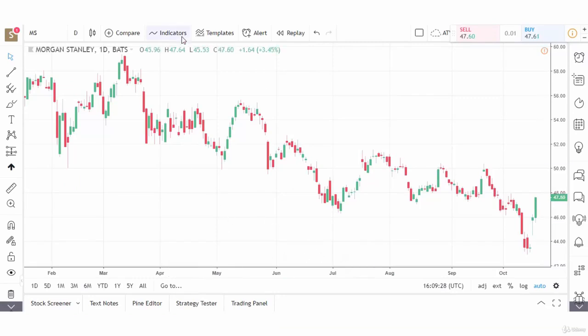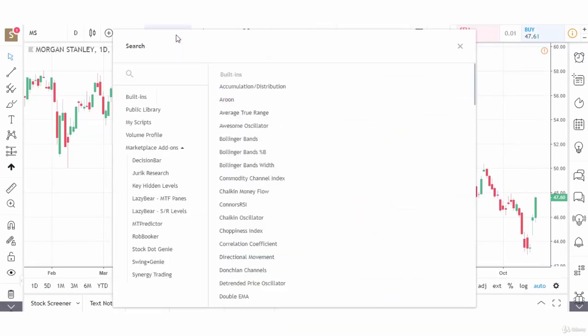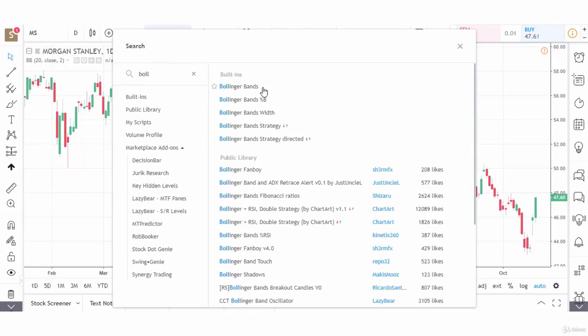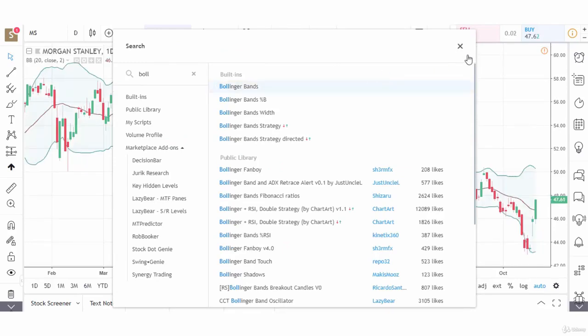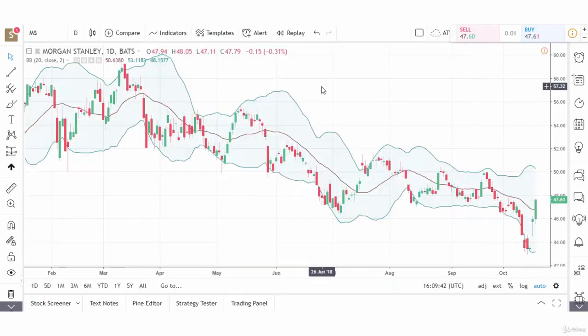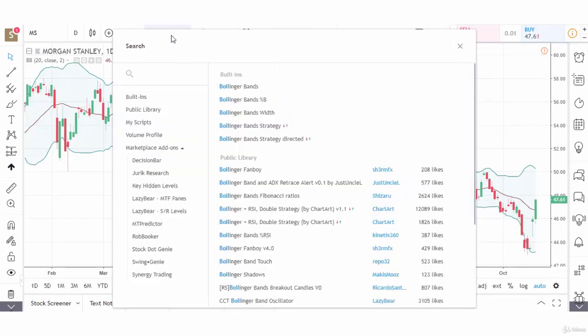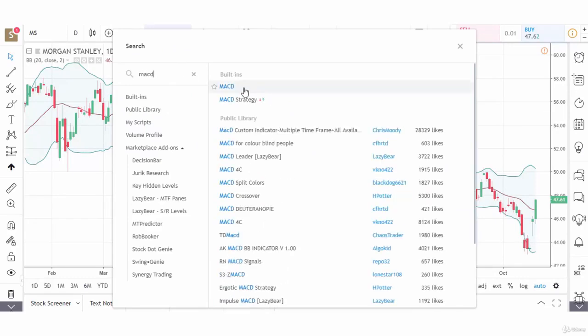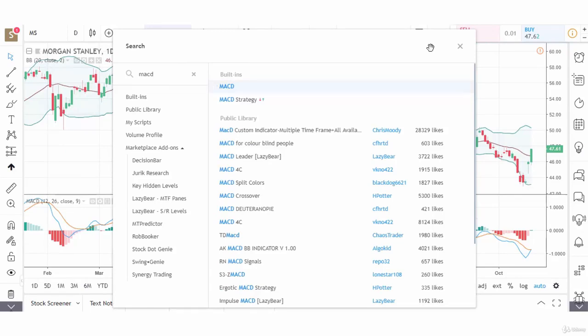So the first thing we're going to do is add the Bollinger Bands to the chart. So we click Indicator at the top, type in BOLL, and you'll see Bollinger Bands comes up. So we're going to add the Bollinger Band. And then just as with the ADX, we're going to add the MACD indicator. The Bollinger Bands should not be used alone. They should also be used with a moving average indicator such as the MACD or relative strength indicator, the RSI.